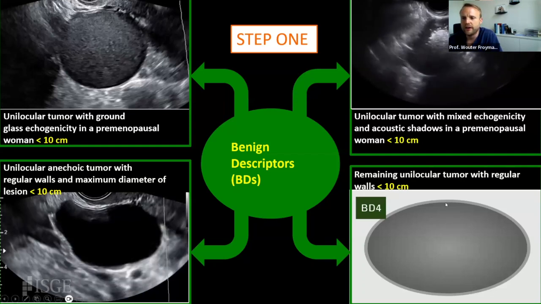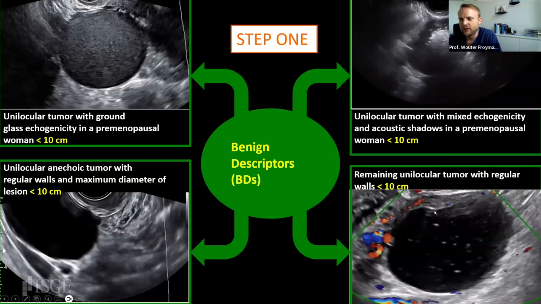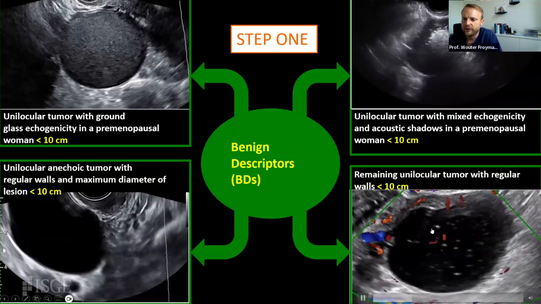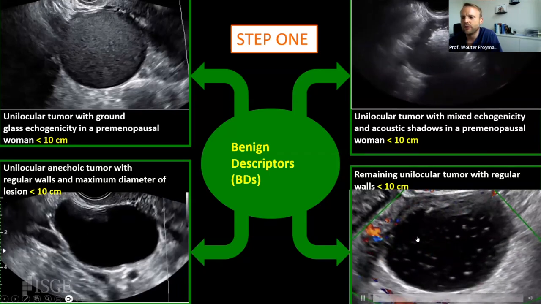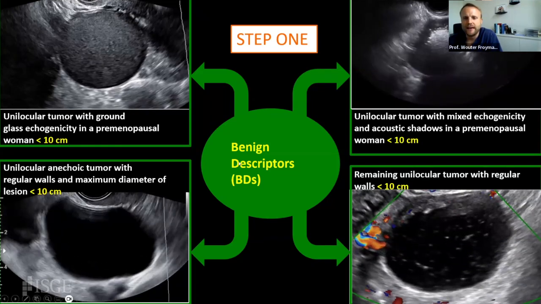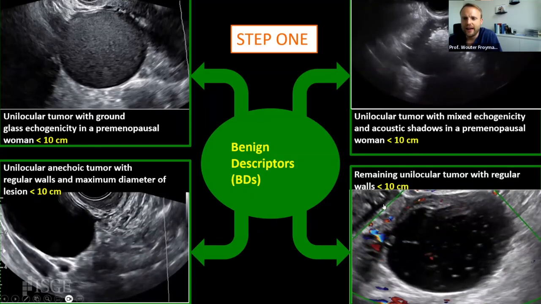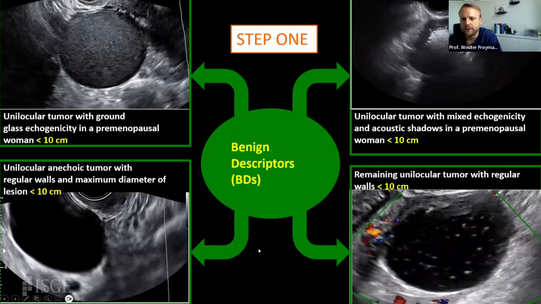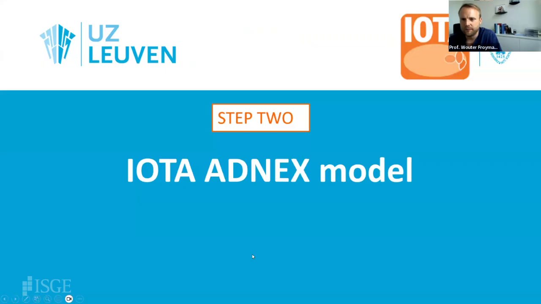And then the last group are the remaining unilocular tumors with a regular wall less than 10 centimeters, like for instance, a serous or a mucinous cystadenoma. So these are unilocular types of cysts that are less than 10 centimeters. So you can easily recognize these types of descriptors. And if you can apply them, you know that the patient has most probably a benign lesion.